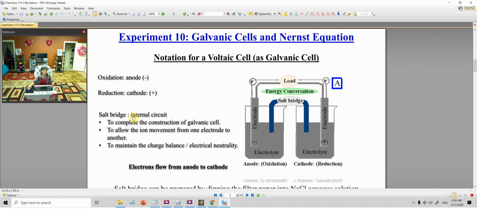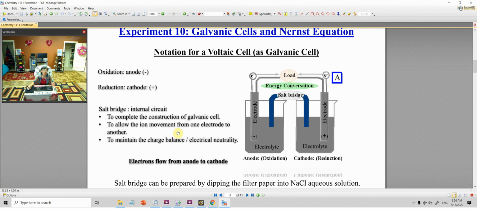What's the function of your salt bridge? Your salt bridge is acting as an internal circuit. So you have three different functions. Number one, the salt bridge helps to complete the construction of your galvanic cell. The salt bridge allows ion movement from one side of the electrode to the other side. And then the salt bridge also maintains the charge balance and the electrical neutrality.